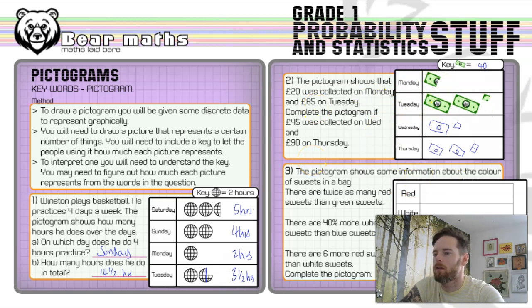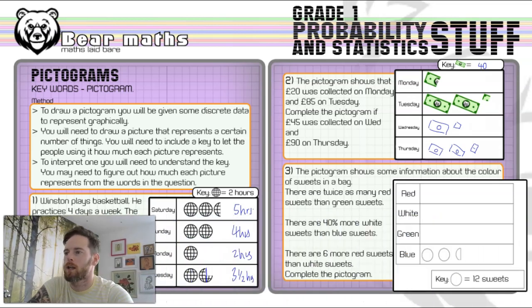Now let's have a look at the third and final question, which may well be quite tricky because there's a lot of words in this one. The pictogram shows some information about the colour of sweets in a bag. There are twice as many red sweets than green sweets. There's our first key bit of information. There are 40% more white sweets than blue sweets, right?